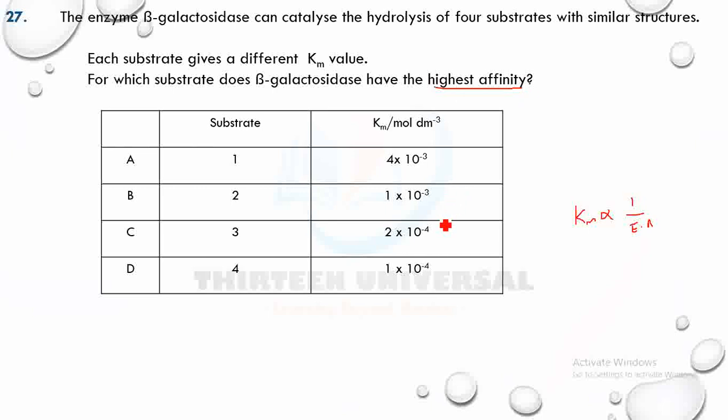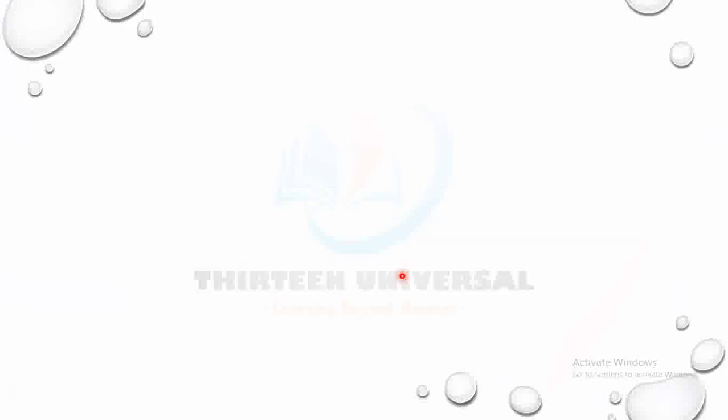So which one has the lowest Km here? Which one has the lowest Km, guys? Okay. Look at the value. Shouldn't it be this? This is substrate 4. It has the lowest Km, so it's going to have the highest affinity.